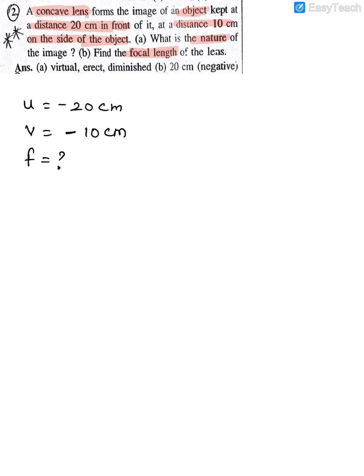So now you solve it. I'm writing only the final answer. Solve it and confirm the answer. Your F should come as how much? It should come as minus 20 centimeter. So what's the focal length of the lens? 20 centimeter, of the concave lens. So guys, these are the problems.